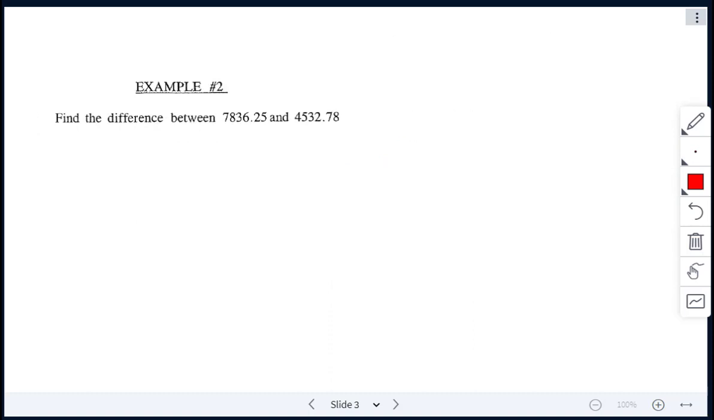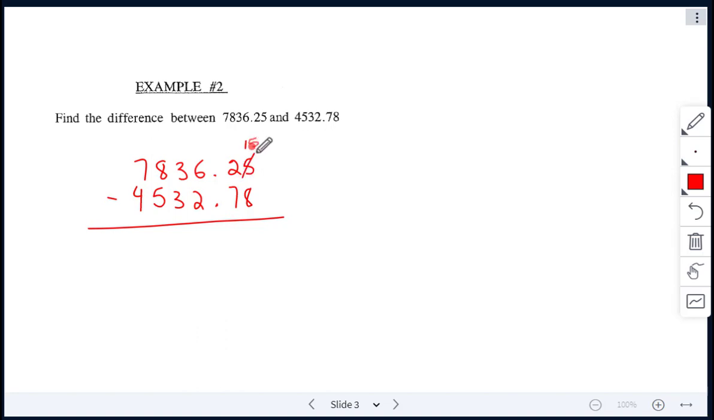So our next example, we're looking for the difference. So we have 7,836.25, and we're subtracting. That's what difference means. And then we have 4,532.78. All right, so again, make sure all your places are lined up. So we do have to do some borrowing here. This becomes 15. This will become 11. This will become 5. All right, then you can go ahead and subtract.